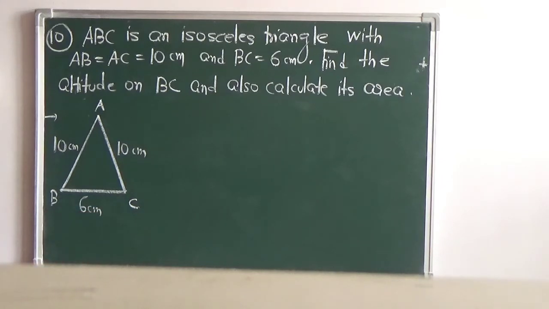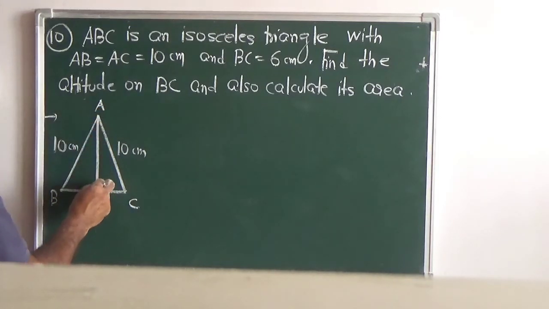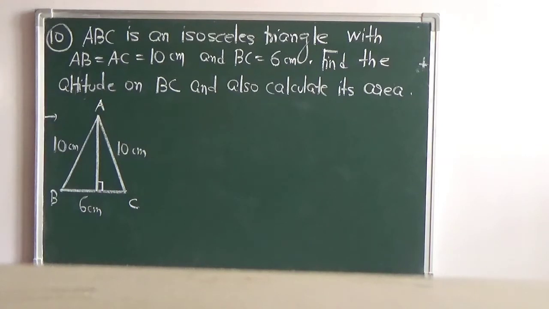We have to find the altitude on BC. So if you draw this, this is the altitude. That is a property of an isosceles triangle. What is that? If you drop the perpendicular from the vertex A on the opposite side BC, it bisects the side BC. So obviously this part and this part will be equal. Each will be equal to 3 centimeters.